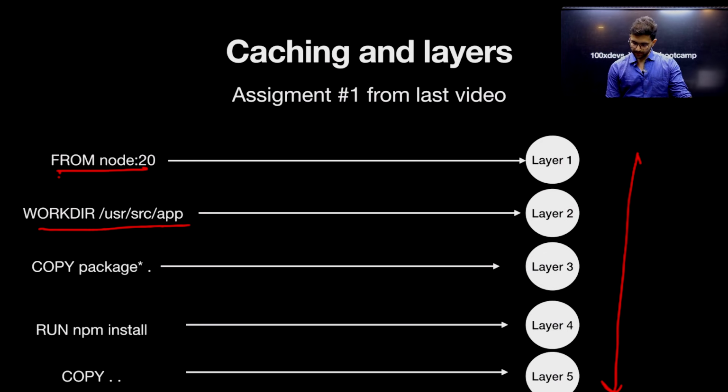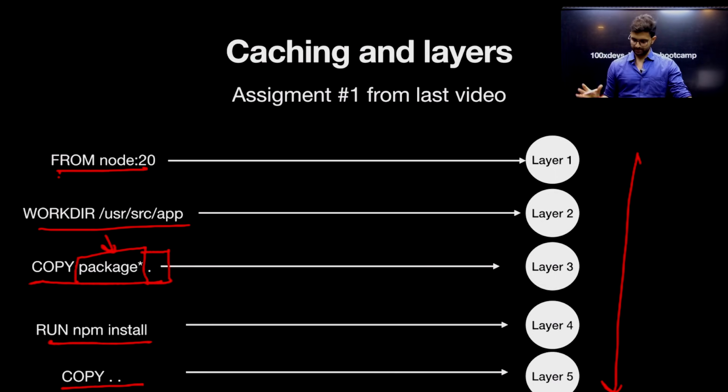I'm not copying over everything first and then calling npm install. What I say is, I will first copy over package.json. That's what package* space dot means. Package star means any file that starts with package, bring that and copy that over to our image. Then I say run npm install, and then I copy the rest of the files into my image. Why did I do this?